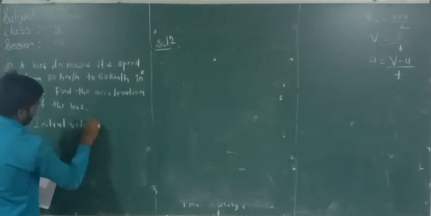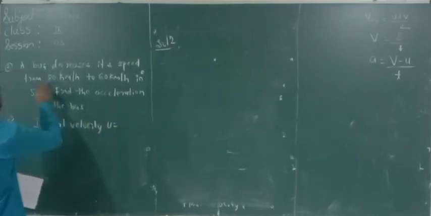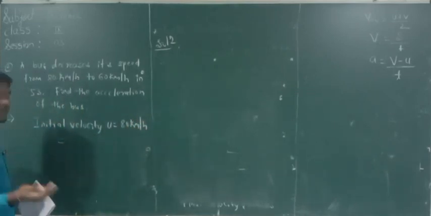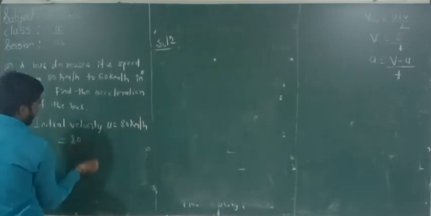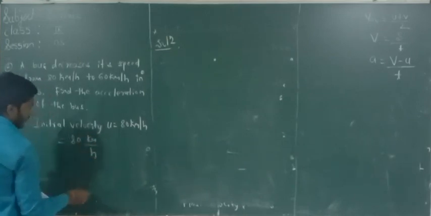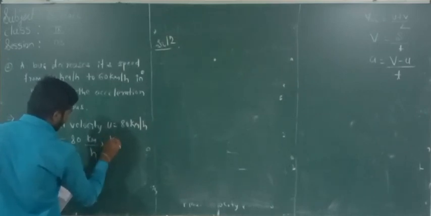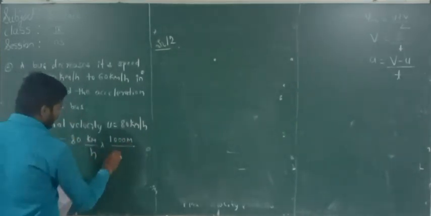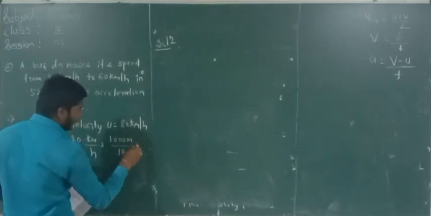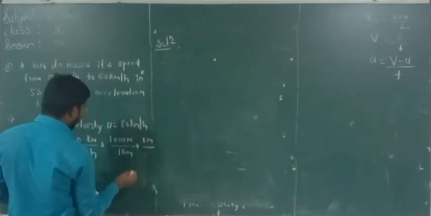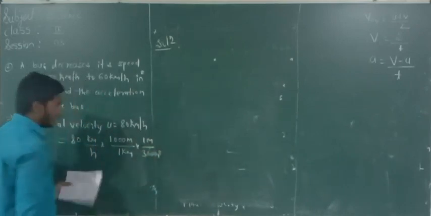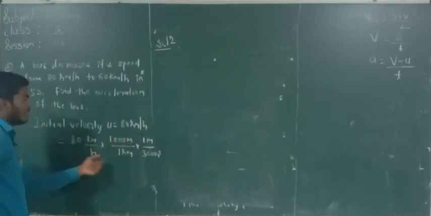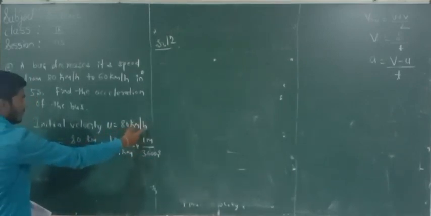initial velocity of the bus u is equal to 80 km per hour. We should convert this kilometer per hour into meter per second. How? Here, 80 kilometer per hour into 1000 meter divided by 1 kilometer into 1 hour divided by 3600 seconds. It is nothing but multiplying and dividing, because 1 kilometer is equal to 1000 meter, and 1 hour is equal to 3600 seconds. We have to convert kilometer per hour in terms of meter per second.